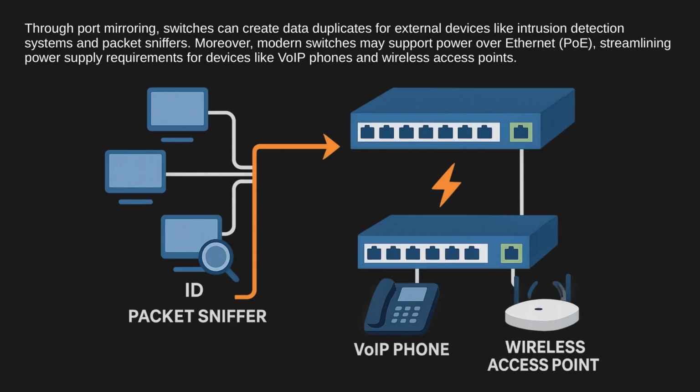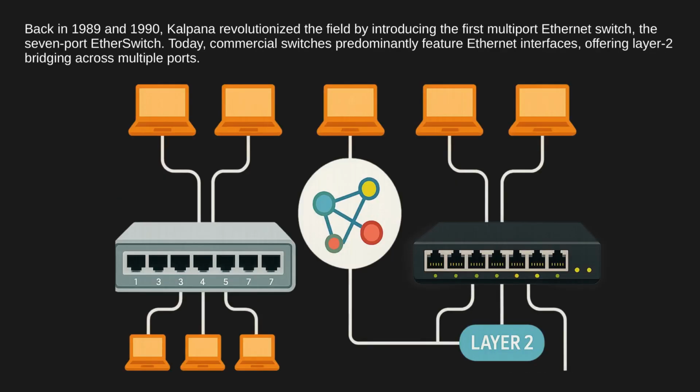Through port mirroring, switches can create data duplicates for external devices like intrusion detection systems and packet sniffers. Moreover, modern switches may support Power over Ethernet, PoE, streamlining power supply requirements for devices like VoIP phones and wireless access points. Back in 1989 and 1990, Kalpana revolutionized the field by introducing the first multi-port Ethernet switch, the 7-port EtherSwitch. Today, commercial switches predominantly feature Ethernet interfaces, offering Layer 2 bridging across multiple ports.